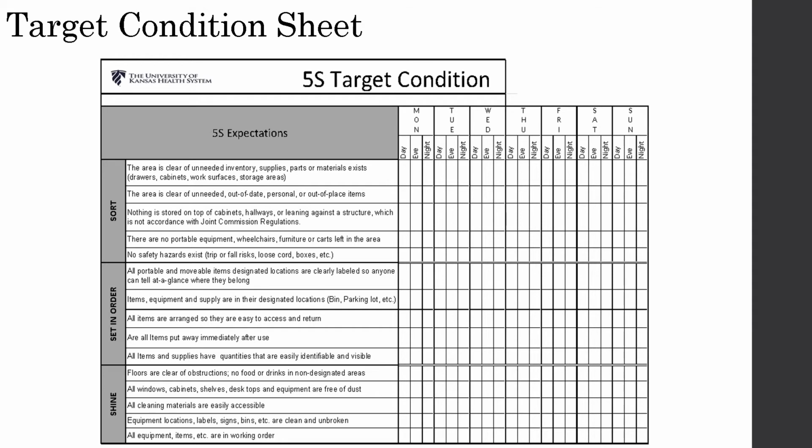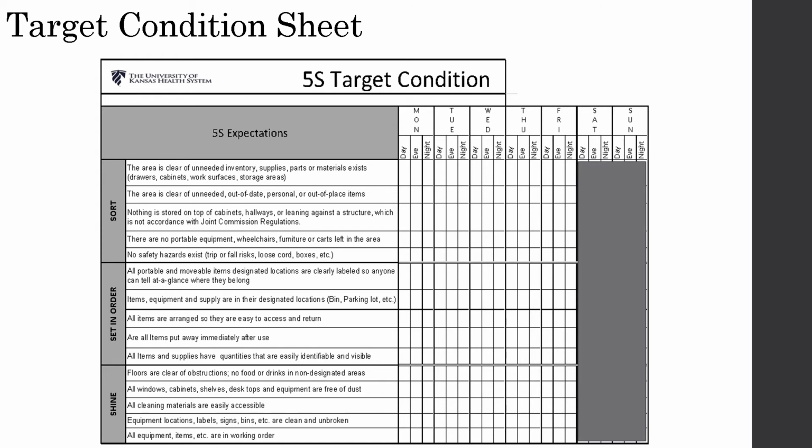Once the daily 5S has been completed, the person will initial the day and the shift they completed right here. This makes it visible to everyone in the space that the daily 5S has been completed. Also, on this form, you can black out the days and the shifts that don't represent this space. For example, if you're a clinic and you're only open Monday through Friday, your target condition would make it visible that the clinic does not need to be daily 5S'd on days it's not open. Likewise, if your area doesn't run 3 shifts like the target condition sheet shows, you can block those shifts that don't apply.